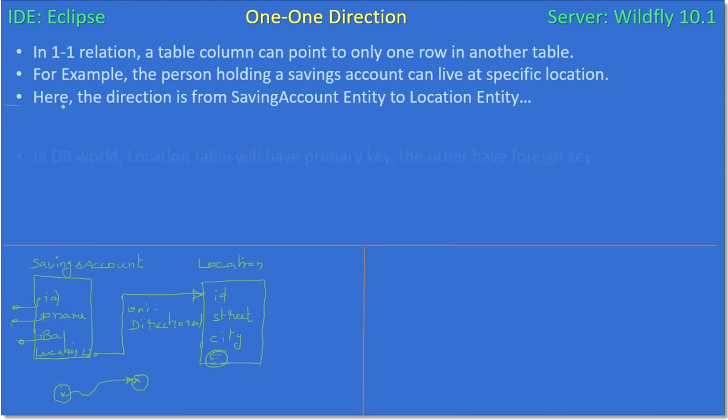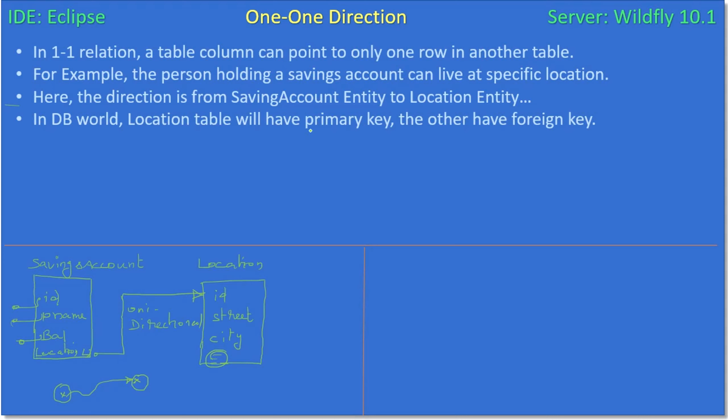So in DB world, the location table will have a primary key and the other will have a foreign key. If we model the same, we'll have a primary key in the location table. Why? Because location is the target here, right? Source is from the savings account. So location will have the primary key and the other, in the sense here, savings account, will have a foreign key.